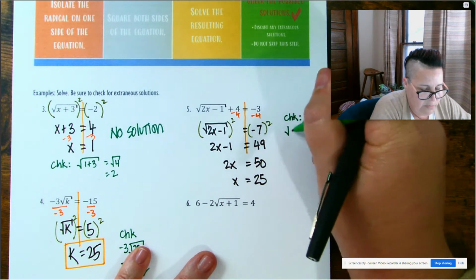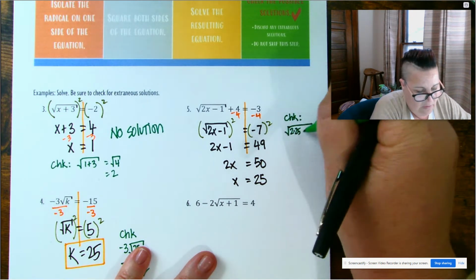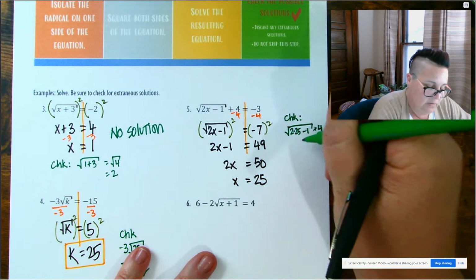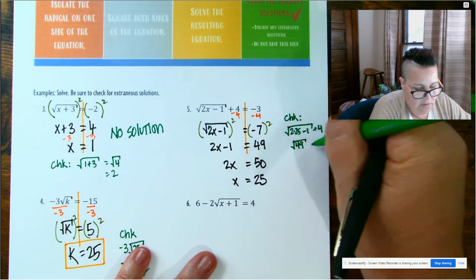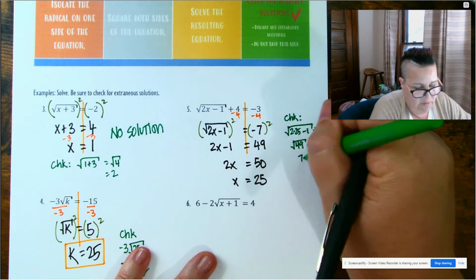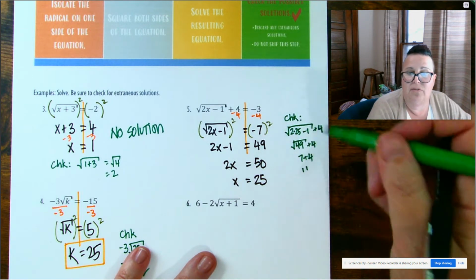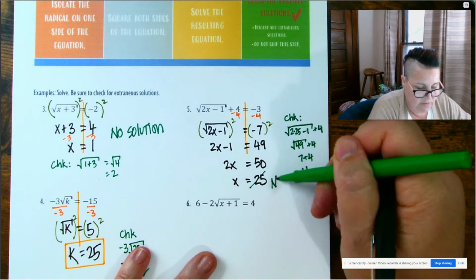That's going to give me the square root of 2 times 25 minus 1 plus 4. So this is going to be the square root of 49 plus 4, or 7 plus 4, which is 11. I was supposed to get a negative 3. It did not work, so this is a no solution.